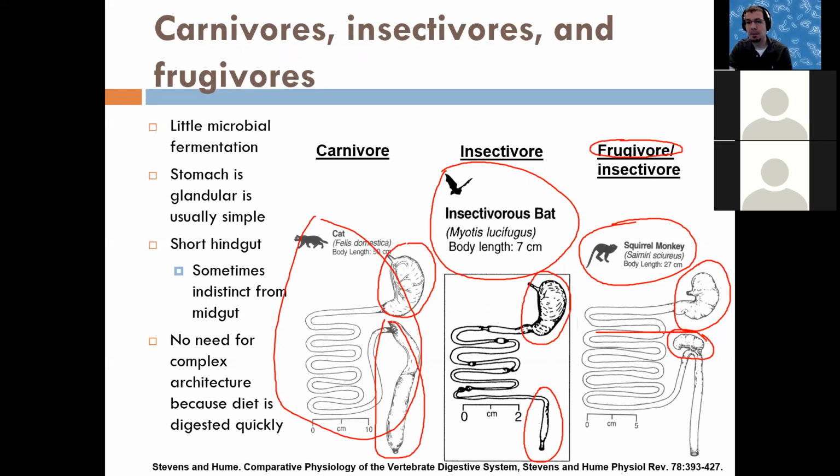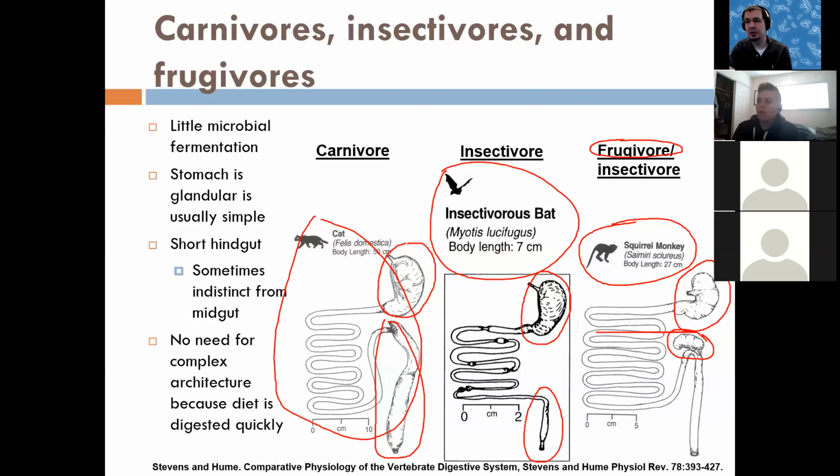Okay? I have a question on this. Yes, definitely. Please break in, or it's going to be a boring lecture. Yeah. So when you say complex architecture, what do you mean by that? Are you talking about like organs, or is that like you see less villi, or what do you mean by that?